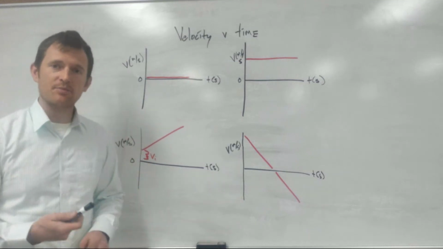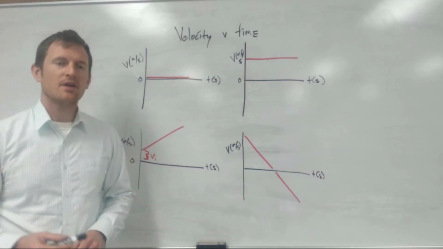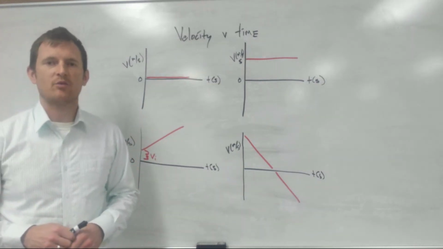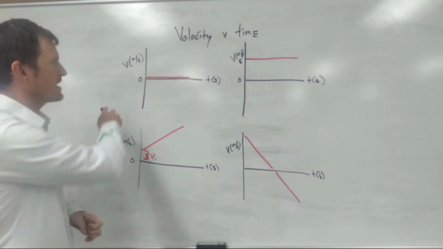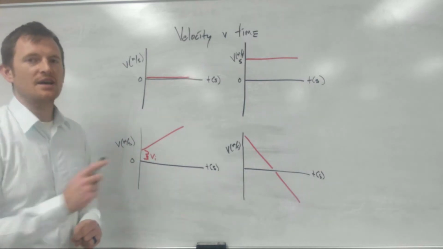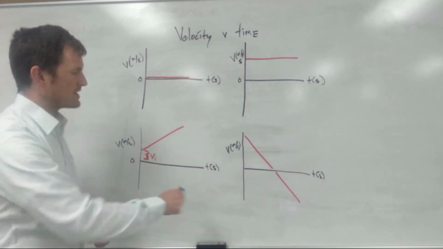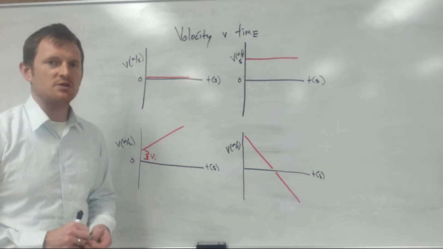Today we're going to be going a little bit over velocity versus time graphs. I'm going to give you some examples and explain what they mean. Okay, so as you can see, I have 4 example velocity versus time graphs. We have velocity in meters per second on our y-axis and time in seconds on our x-axis. I have 4 examples here, and I'm going to go ahead and explain what each one of them means.